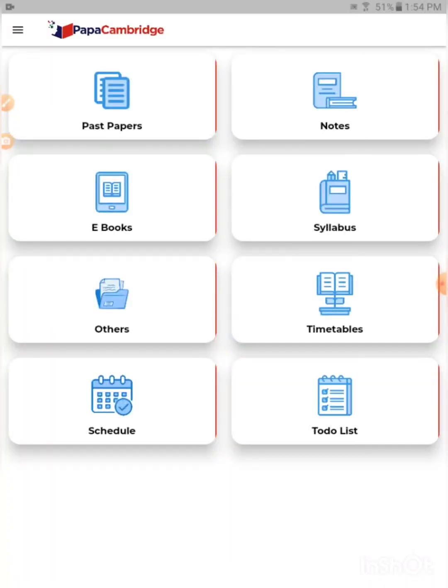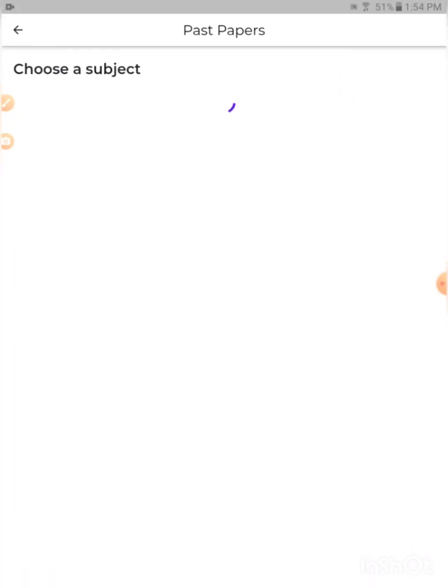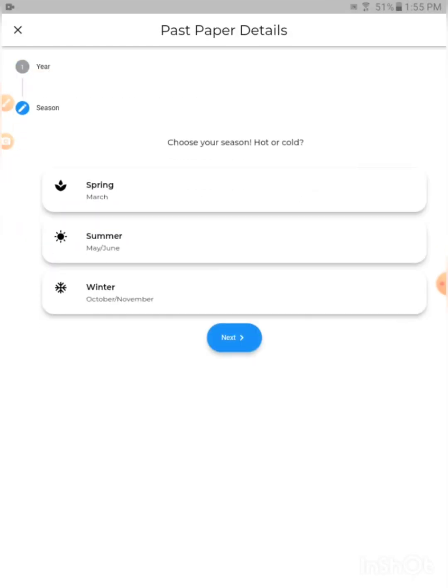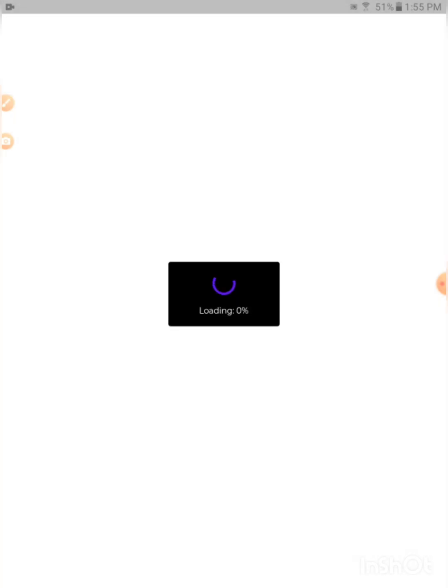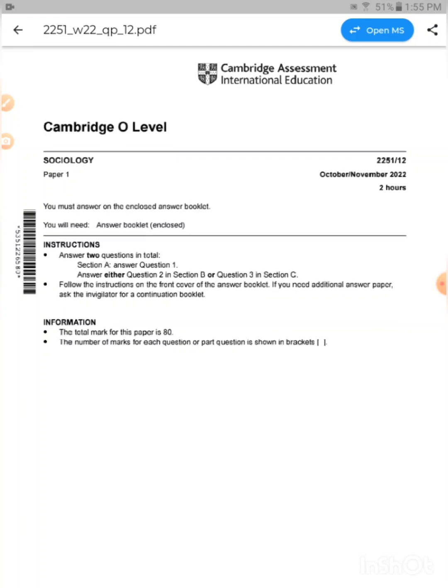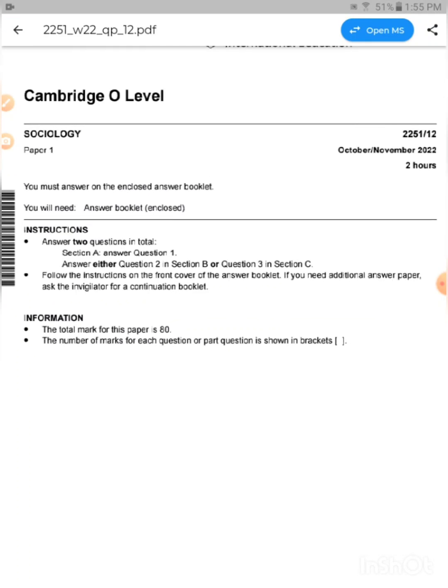I have told you about this application in my previous video, and I have already selected this subject and kept it saved in my list. Okay, so it's variant 12. So let's study the paper pattern first.